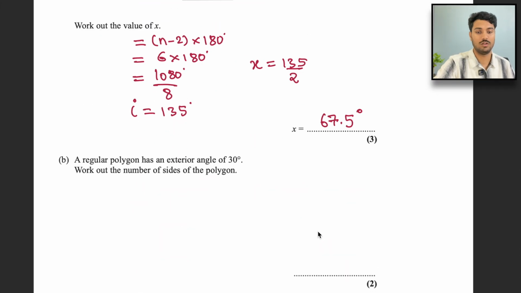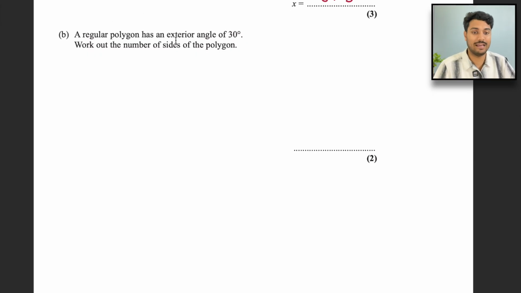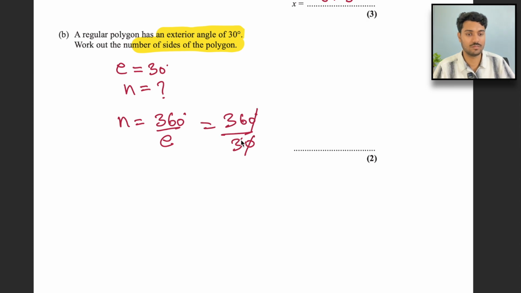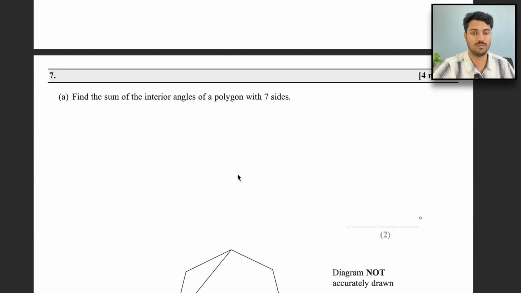Let's move on now. Okay, we have part B. It says a regular polygon has an exterior angle of 30 degrees. Work out the number of sides of the polygon. I think we have already done this. Exterior angle E is 30 degrees, and n is 360 degrees upon E, which is the third formula. So 360 upon 30, 3 twelves are 36, so 12 sides. Simple. I hope this is clear. Let's move on now. Question number 7.